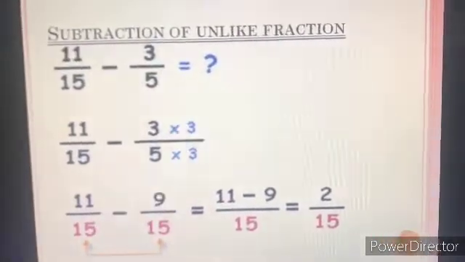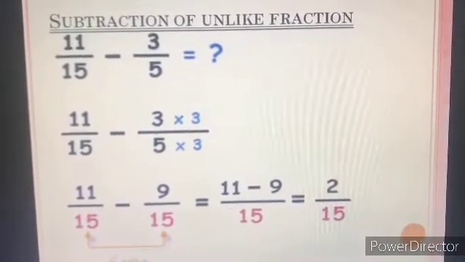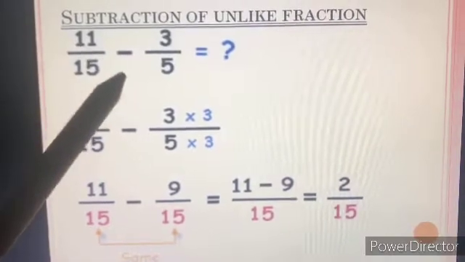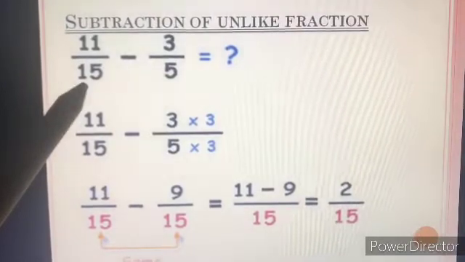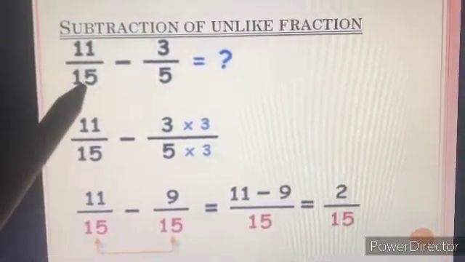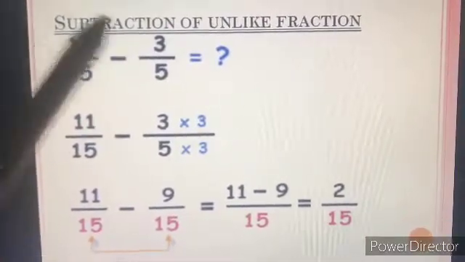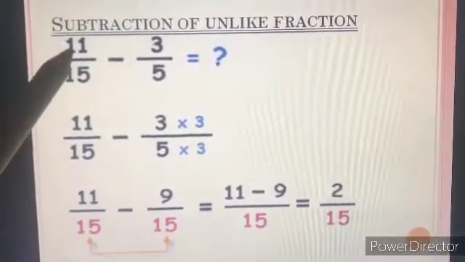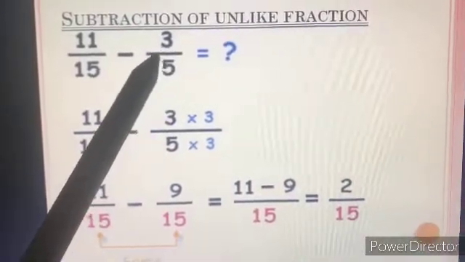See students, I want to tell you one more thing here. Subtraction of unlike fractions we are doing, okay? It can be addition of unlike fractions also. But see, here the question is 11 by 15 minus 3 by 5. Already 15, you can see one thing. Instead of multiplying like this with this and this with this, we can see this also. I will not change this fraction, I can only change this fraction.